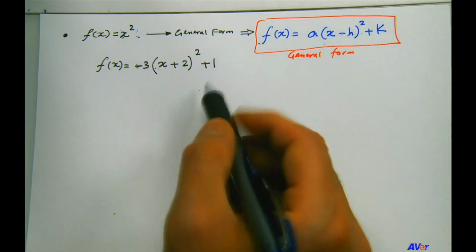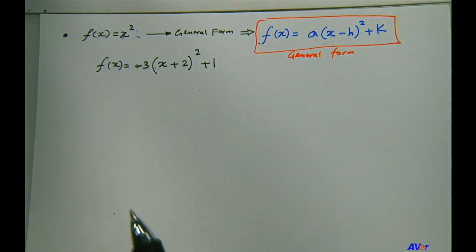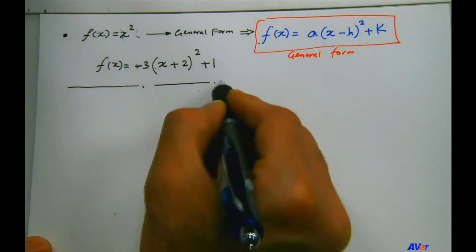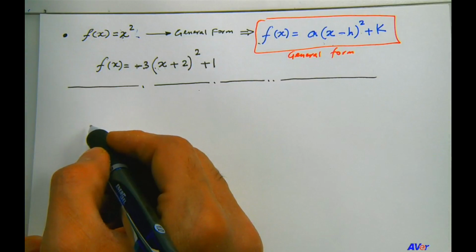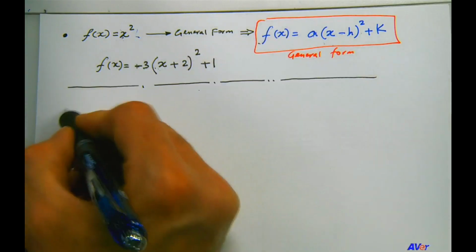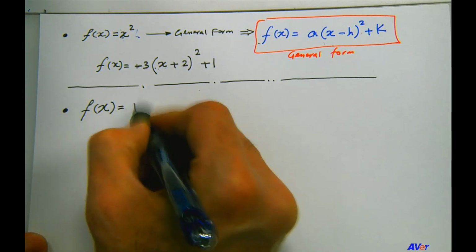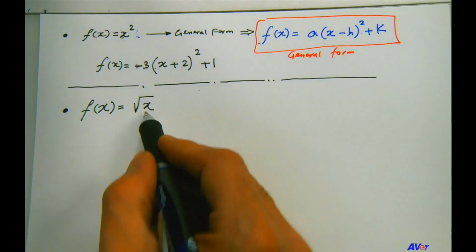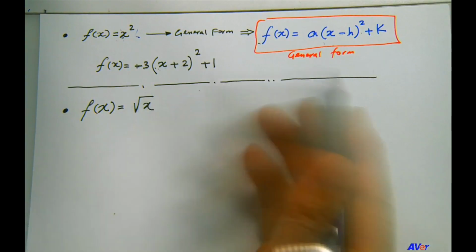Okay, so let me talk about more examples of this, and then I'll go to the computer to give you an idea. Okay, so this was a short discussion of transformation of graphs for the quadratic function. Let's choose another function, such as the square root this time. So we have f of x equals square root of x. So this is the most basic square root function we can have, square root of x.